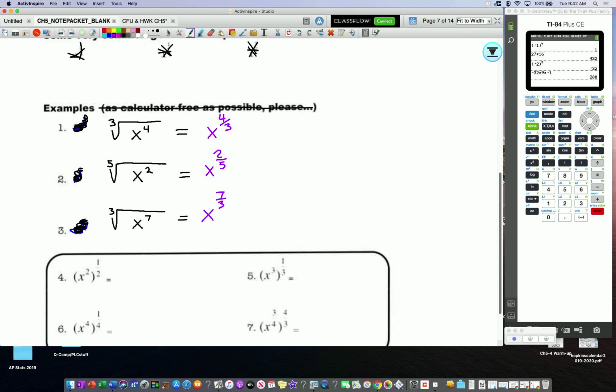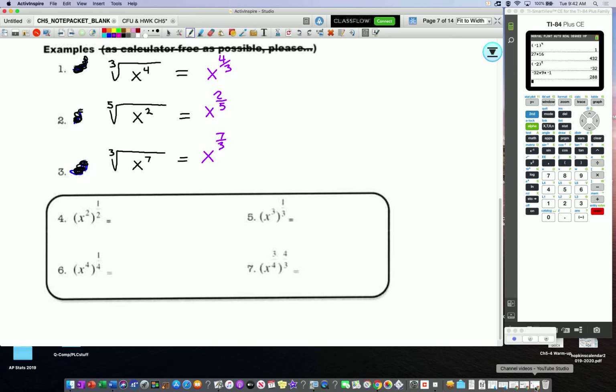All right, now on these next problems, I want to see what happens when we simplify. I have x squared raised to the 1/2 power. Well, 2 times 1/2 is just 1. Next one, 3 times 1/3, that's just 1. 4 times 1/4, that's just 1, so we just have x. x to the 3/4 times 4/3, well, the 4s cross out, the 3s cross out, and I'm just left with x. What I want you to see here is, how are these numbers related to each other? They are called reciprocals.